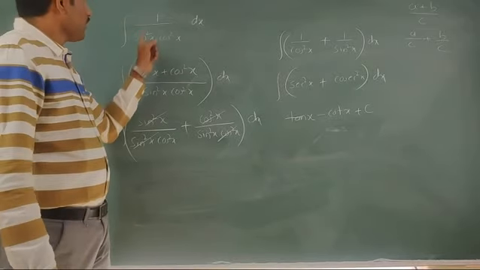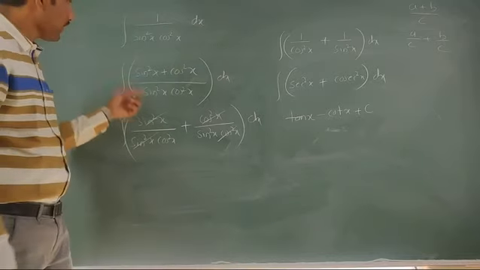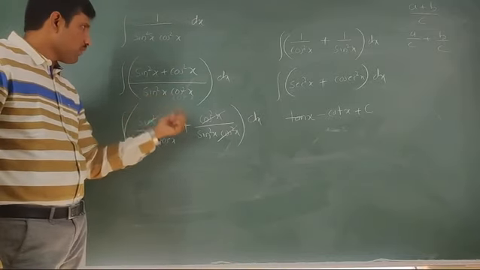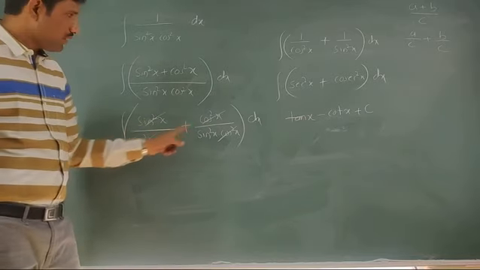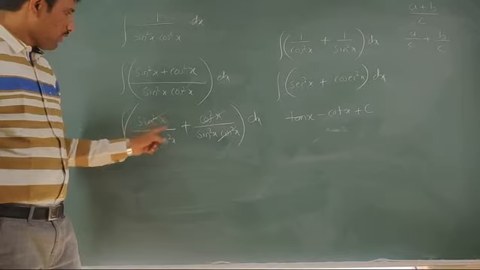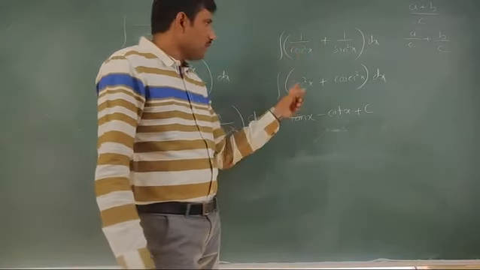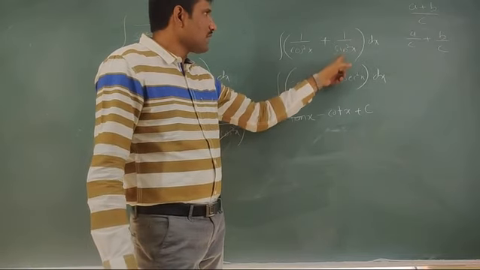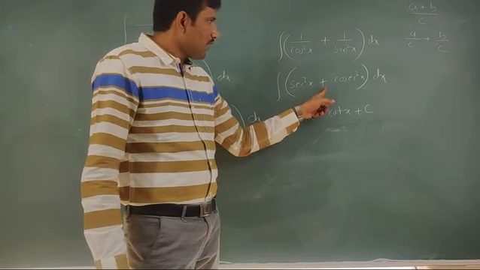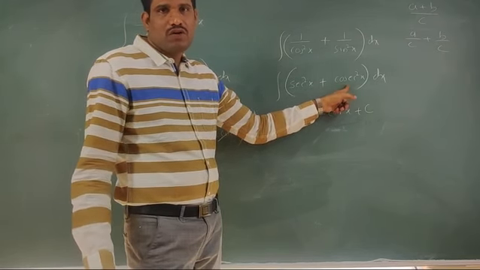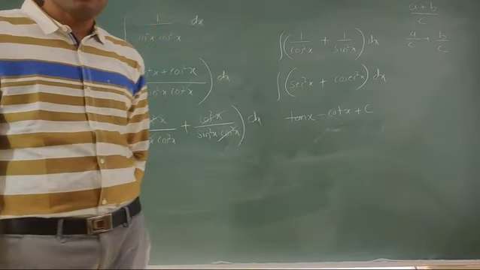Right? So 1 divided by sin square into cos square. In place of 1, write down sin square plus cos square. Next, separate the terms: sin square by sin square into cos square, plus cos square by sin square into cos square. Now here sin square will get cancelled, here cos square will get cancelled. 1 by cos square plus 1 by sin square. What is 1 by cos square? It is sec square x, plus 1 by sin square, that is cosec square x. Integration of sec square x is tan x, plus integration of cosec square x is minus cot x, plus c. Is it clear? Right.